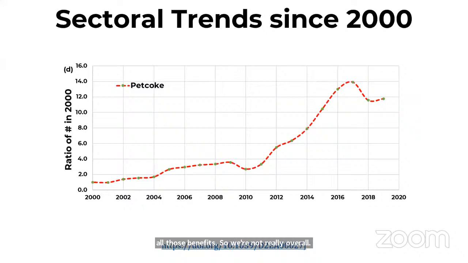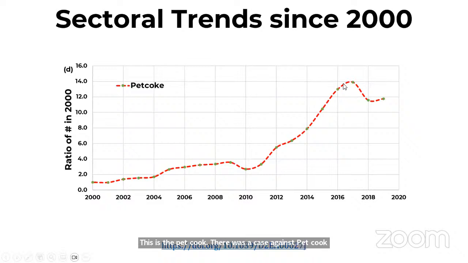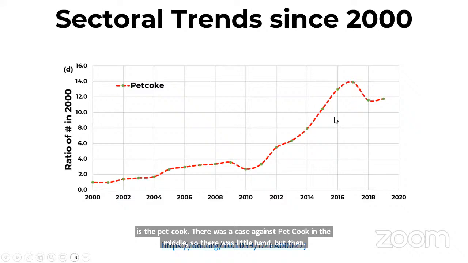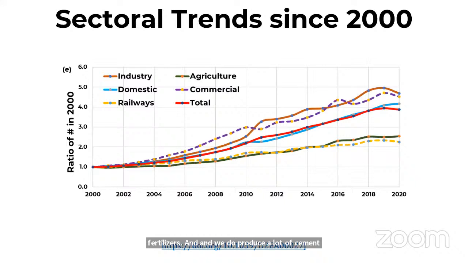This is the pet coke. There was a case against pet coke in the middle, so there was a little ban, but then those numbers are also increasing. The pet coke is really important because it has the highest amount of sulfur content in it. Biggest users of pet coke are basically the cement industry and fertilizers. And we do produce a lot of cement and fertilizers in the country, and the emissions from that are significant.